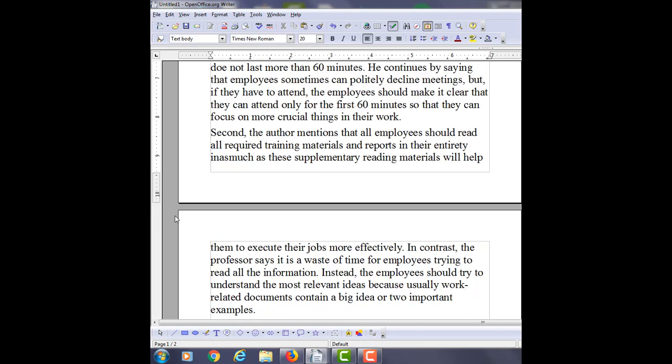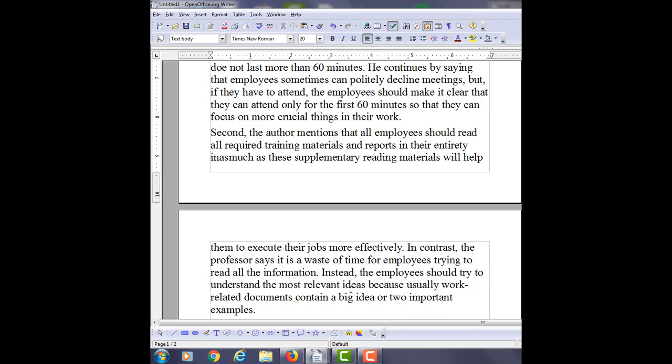Then we have second, the author mentions that all employees should read all required training materials and reports in their entirety, inasmuch as these supplementary reading materials will help them to execute their jobs more effectively. In contrast, the professor says it is a waste of time for employees trying to read all the information.